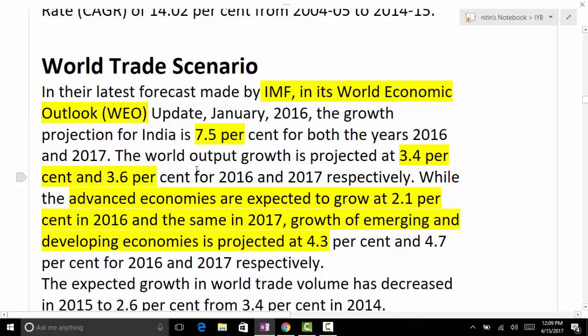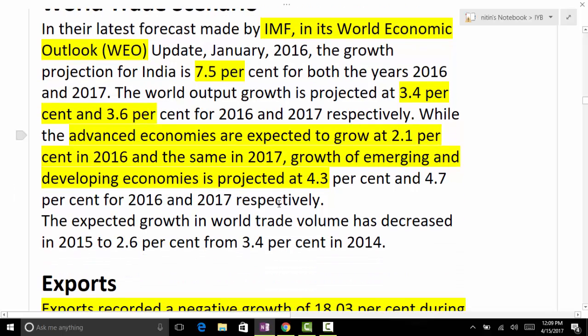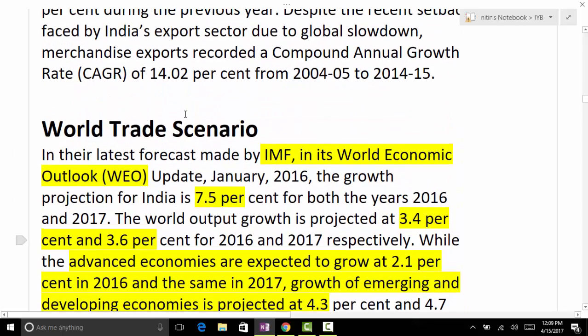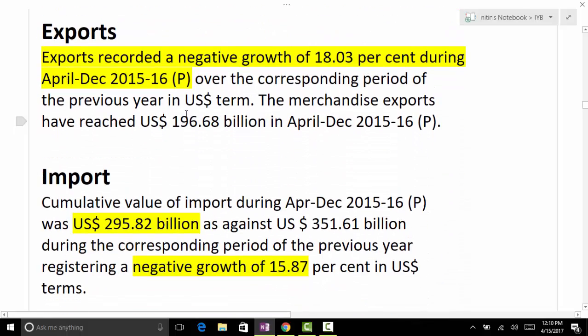What I want to say is that there is a subdued projection of overall economic growth of the whole world, around 3.4%. In the same way, emerging economies definitely grow faster, around 7.5%. No need to focus on these numbers once you revise. It is just for understanding what is actually going on in the world, at how much growth, and what growth India is actually growing at. In the same way, exports had recorded negative growth. Why had exports declined?